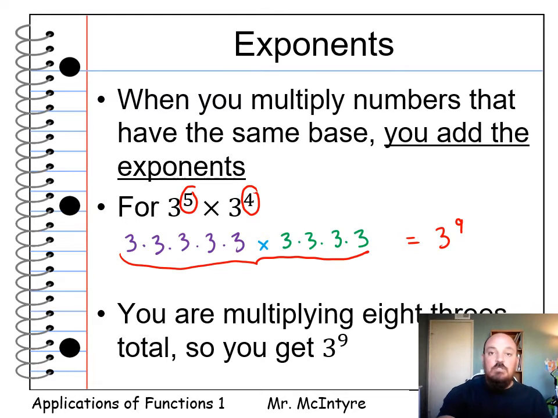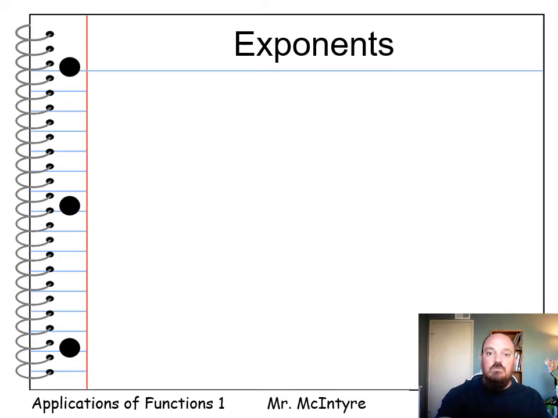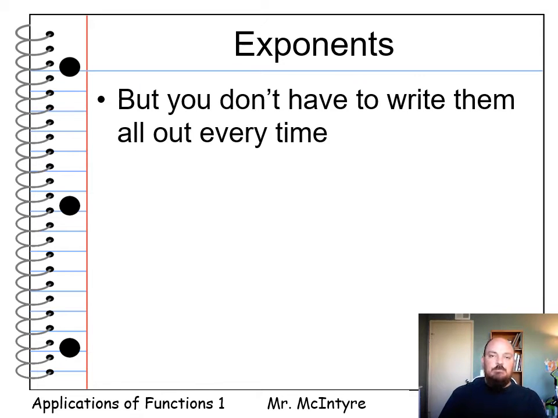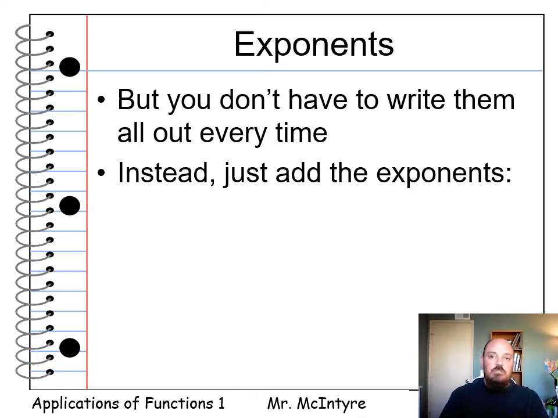Now, I multiplied it all out just to show you where the rule comes from. You don't need to do that every time. I'm not saying for each one of these problems you need to write out all the threes and add them all up or anything like that. What we're going to do is just use the shortcut. We're just going to add the exponents.